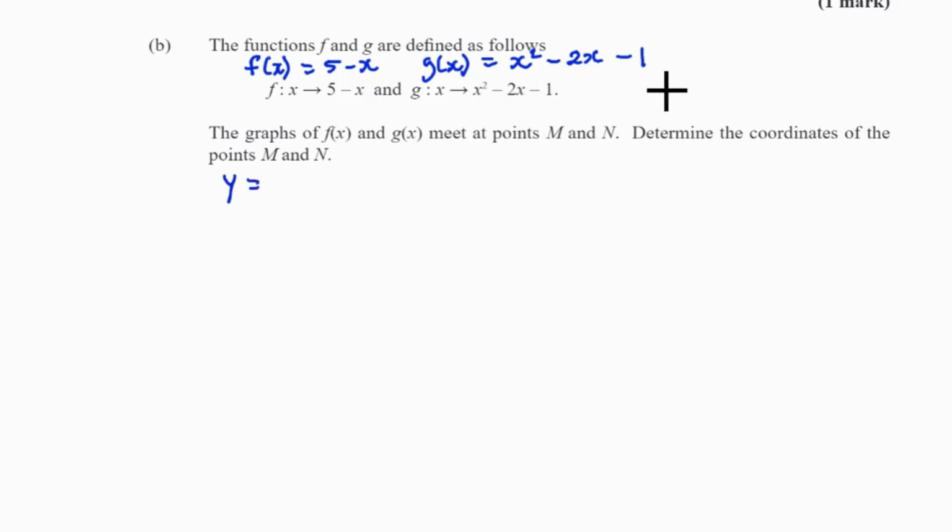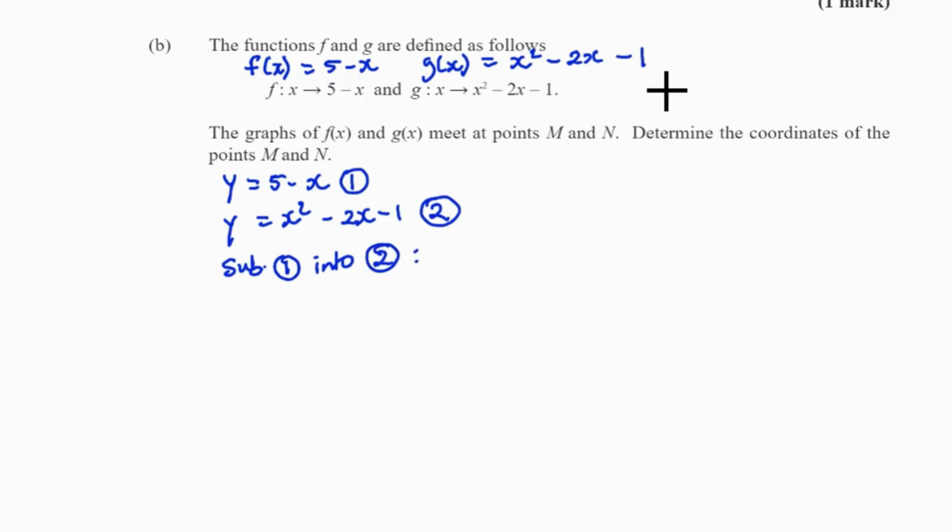So we have y is equal to 5 minus x here. So we'll call this equation 1. And the next one is y is equal to x squared minus 2x minus 1. And we'll call this equation 2. So let's substitute equation 1 into equation 2. So that would give me 5 minus x is equal to x squared minus 2x minus 1.